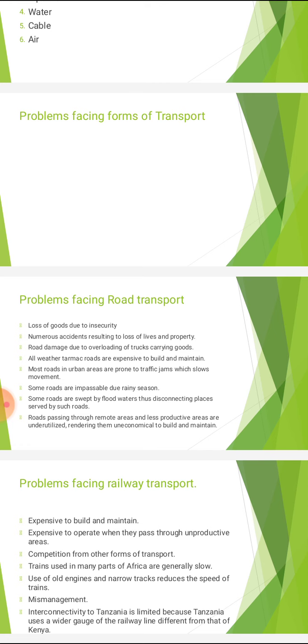competition from other forms of transport. Trains used in many parts of Africa are generally slow. Use of old engines and narrow tracks reduces the speed of trains. Mismanagement. Interconnectivity to Tanzania is limited because Tanzania uses a wider gauge of railway line different from that of Kenya.